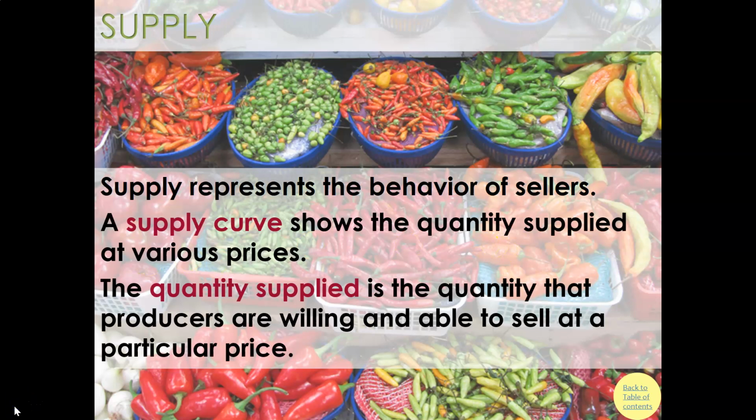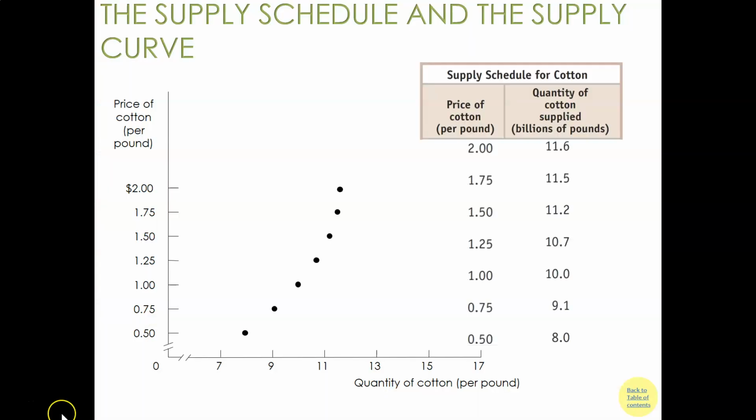Well, let's begin talking about supply now, the other side of the market. Supply is the behavior of sellers. It's going to represent that. And a supply curve shows the quantity supplied at a variety of prices. The quantity supplied itself is the quantity that producers are willing and able to sell at a particular price. And you notice that language exactly matches the language of quantity demanded, demand curve, and so forth. And that's intentional, of course.